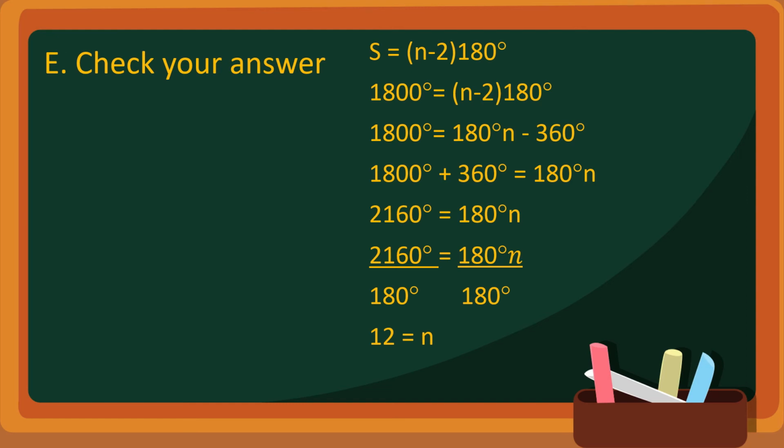Next step is to combine similar terms. We have 1,800 degrees plus 360 degrees equals 180 degrees n. Find the sum of 1,800 degrees and 360 degrees. We have 2,160 degrees equals 180 degrees n. Divide both sides by 180 degrees. Therefore, the value of n is equal to 12.